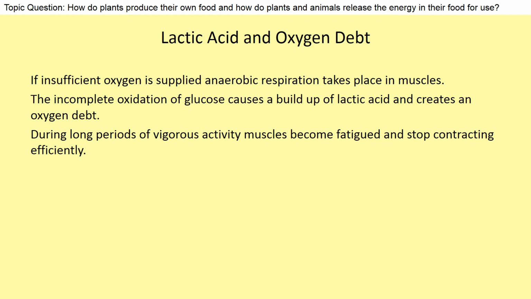If you do get too much lactic acid building up because you haven't been able to get enough oxygen to your respiring cells, anaerobic respiration will take place, that lactic acid will build up, and we get what we call an oxygen debt. So the oxygen debt is that build up of the lactic acid. Your muscles will become fatigued and they'll then stop contracting efficiently. So that is what lactic acid will do to the cells.